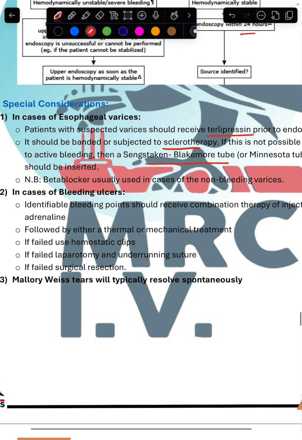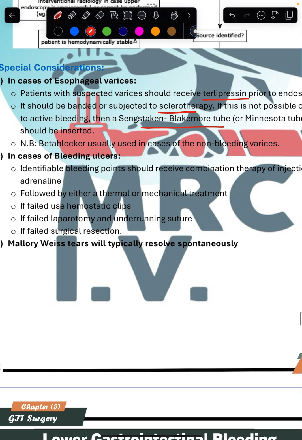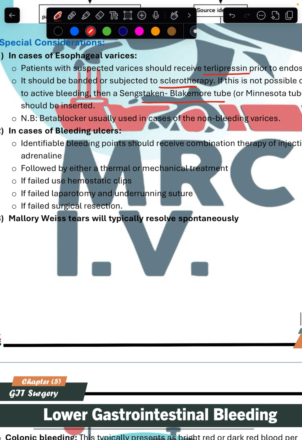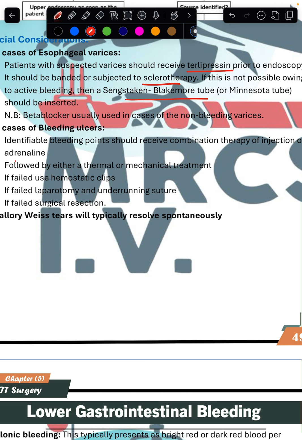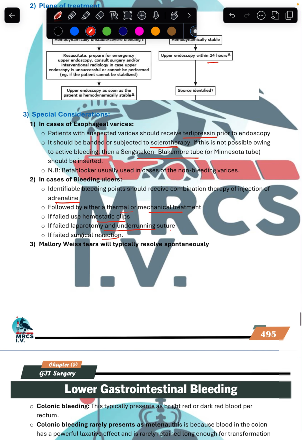Beta blockers are basically used in the case of non-bleeding varices. In cases of bleeding ulcers with an identifiable bleeding point, patients should receive combination therapy, injection of adrenaline followed by thermal or mechanical treatment. Then hemostatic clips can be applied. If that fails, laparotomy with under-running suture; if that fails, surgical resection has to be done. Mallory-Weiss tears typically resolve spontaneously.